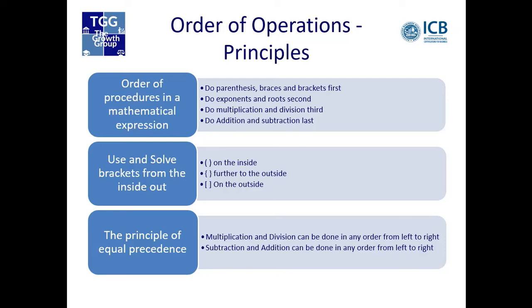Then we have what we call the principle of equal precedence. It says that multiplication and division can be done in any order from left to right. So you don't have to ask yourself, do I first do multiplication or do I first do division? No, they have equal precedence. If you only have multiplication and division signs, you simply solve from left to right. Subtraction and addition are also equal in their precedence, and therefore subtraction and addition can also be done in any order from left to right.